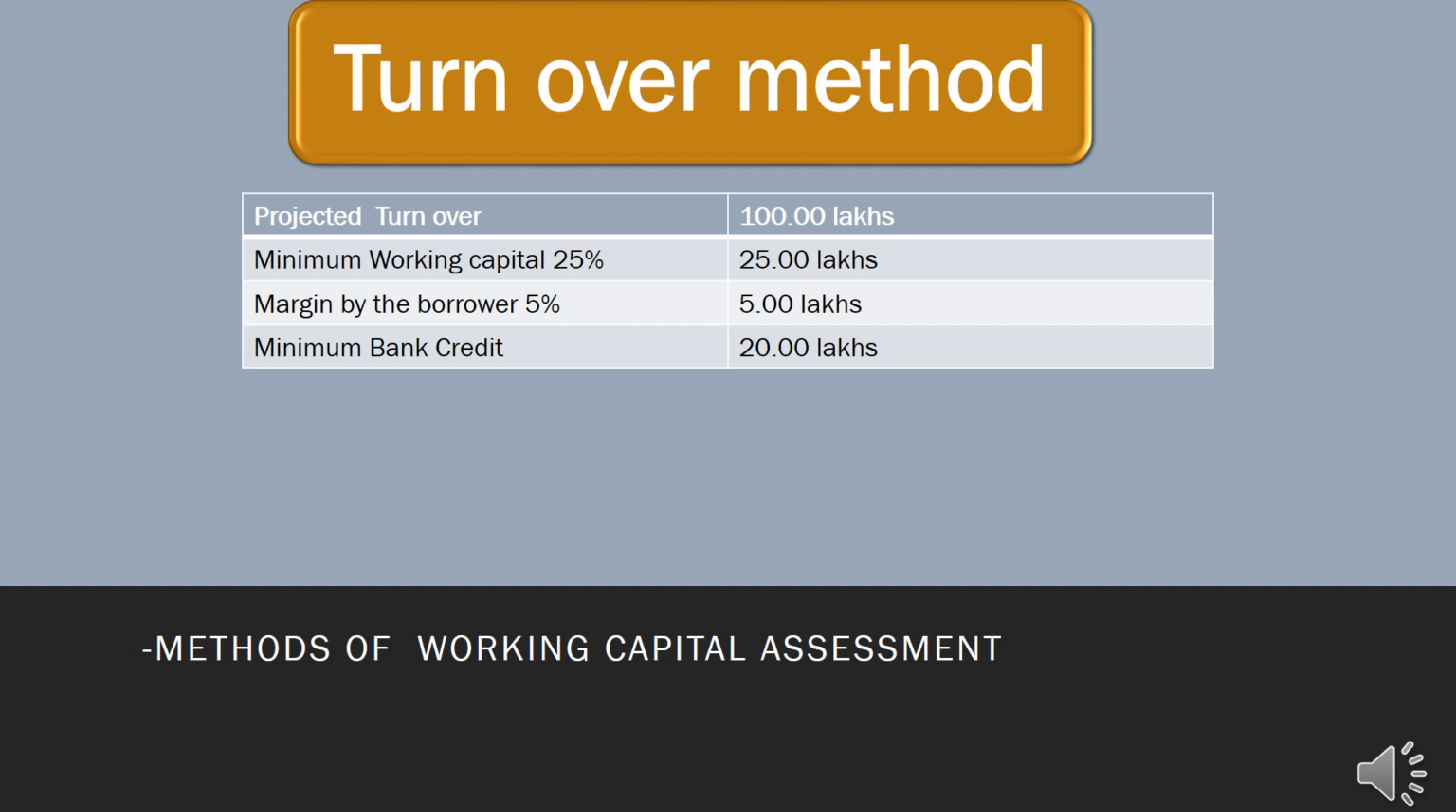Here you may observe that the total projected turnover is 100 lakhs, the minimum working capital is 25% of 100, that is 25, the margin by the borrower is 5%, and the minimum bank credit is 20 lakhs.